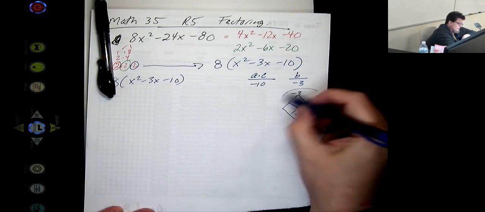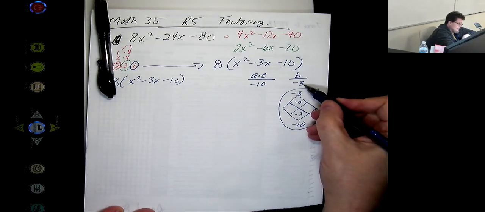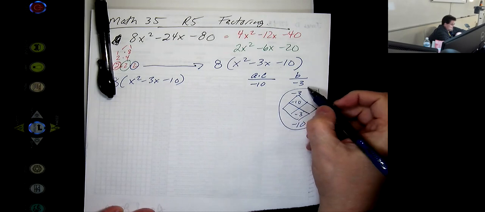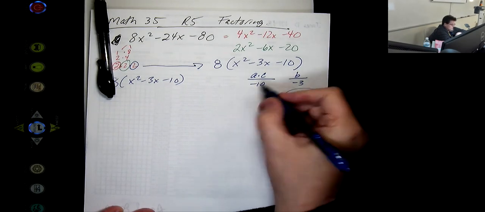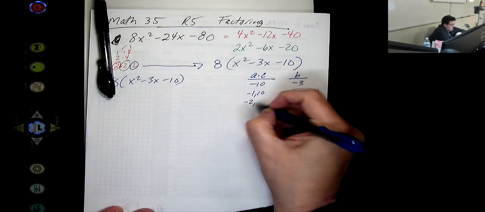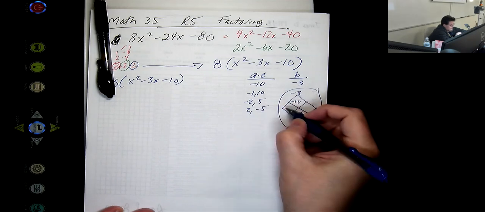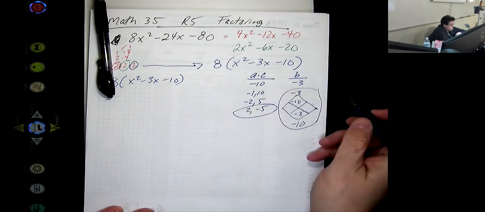If you're familiar with the diamond method, there's other forms. But there's not a lot of things that multiply to -10 that add to anything, to be honest. What are my options for -10? I got -1 and 10. I've got -2 and 5. I've got 2 and -5. And that looks like it right there.